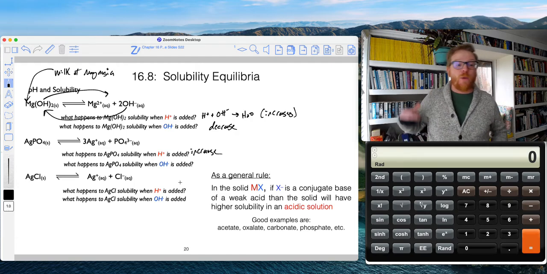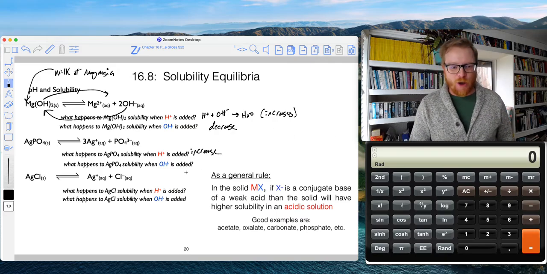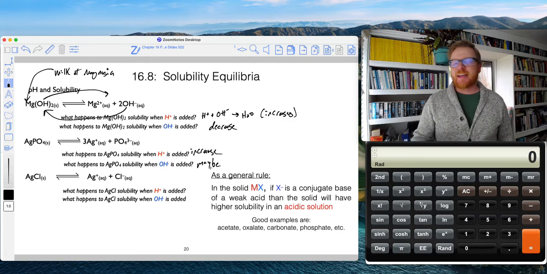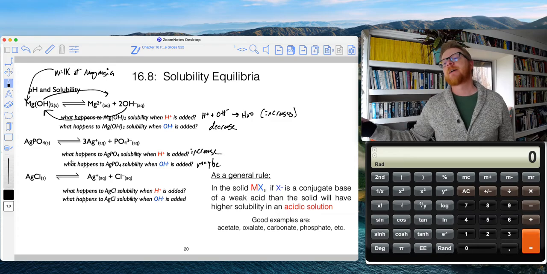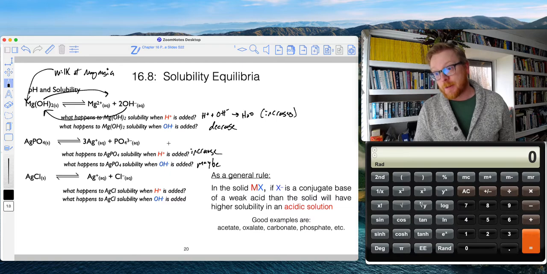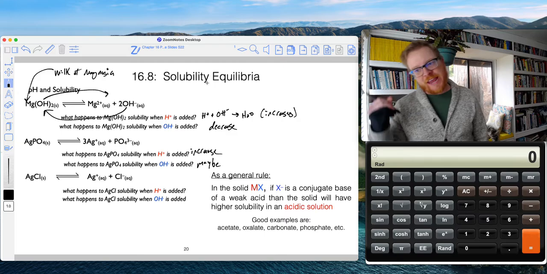Well, here's where now we have to start thinking about competitive precipitation. And so for this one, I will say maybe, because it depends on how much hydroxide we have to add. And the reason for that is because now if we're adding hydroxide, the hydroxide is going to react with the silver. It's going to cause more silver to precipitate as silver hydroxide, which will in turn cause more silver phosphate to precipitate. But that only depends on how much hydroxide we add.